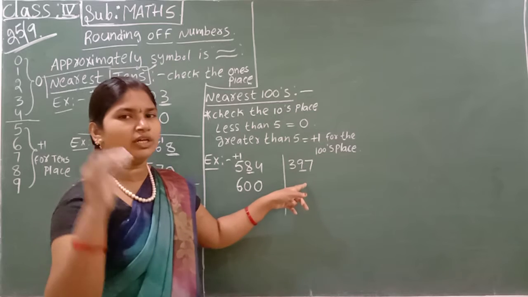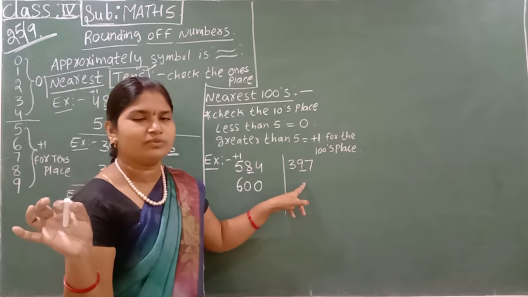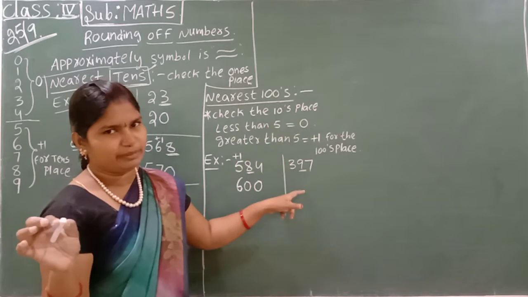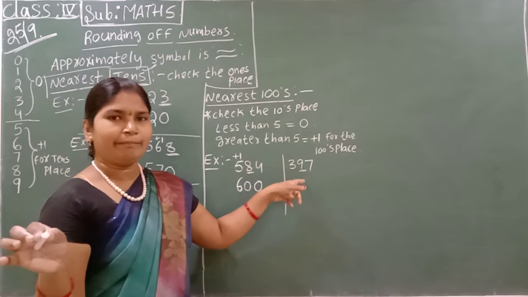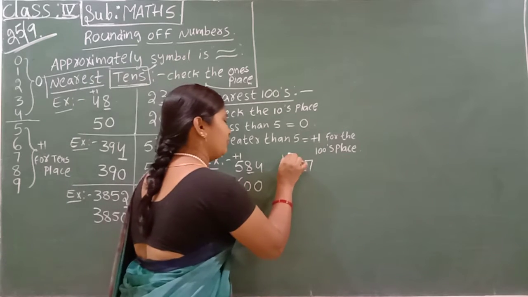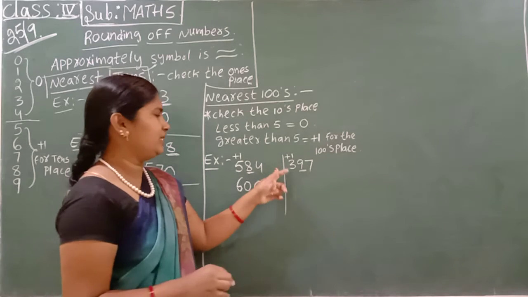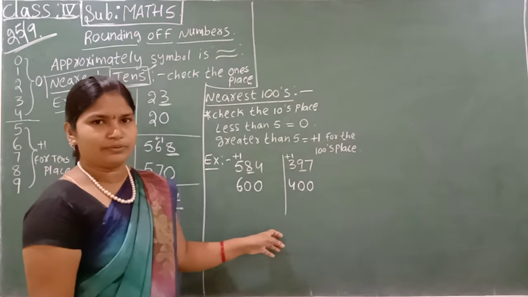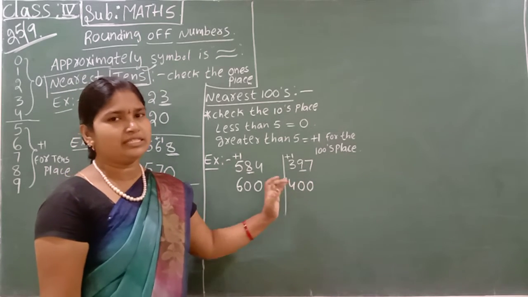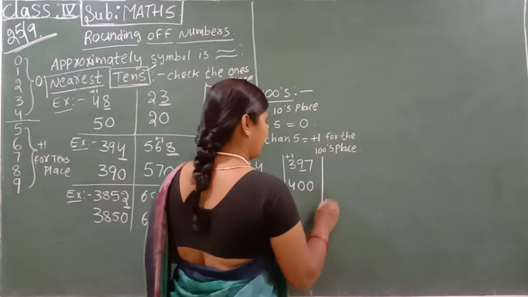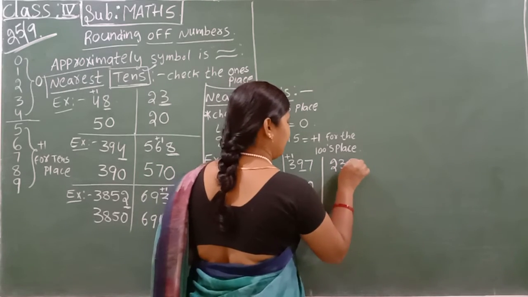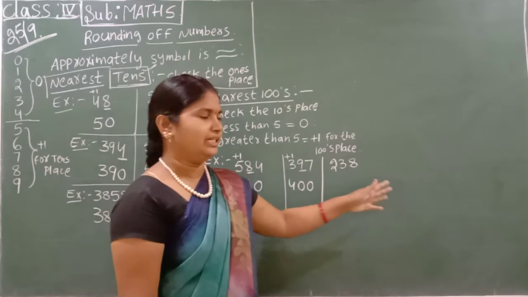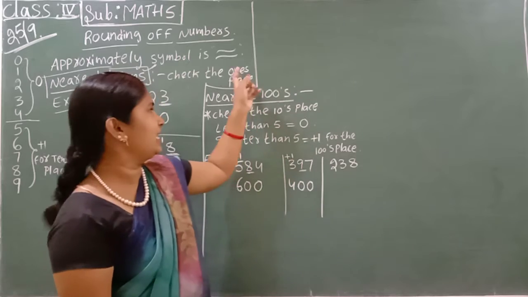397. Here also whatever the number may be, leave it, you have to observe the tens place. 9 is there. Compared to 5, it is big number or small number 9? Big number. Big number means add 1 for the hundreds place. 3 plus 1 4. Remaining numbers make it as zeros. 397 nearest 100 is 400. For example, 238. It is one more example, 238. Here also we want nearest 100.